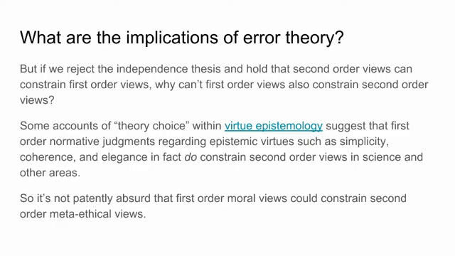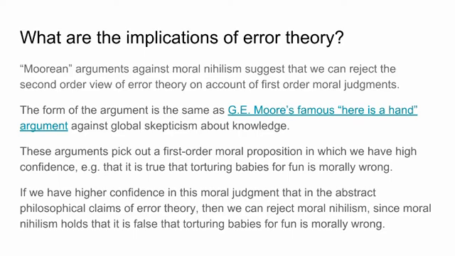So this is to say that it's not patently absurd that first-order moral views could actually constrain our second-order meta-ethical views. And this is exactly what's done in so-called Moorean arguments against moral nihilism. These suggest that we can reject the second-order view of error theory on account of our first-order moral judgments. And the form of this argument is the same as G.E. Moore's famous "here is a hand" argument against global skepticism, which rules out all knowledge whatsoever about the external world. Very quickly, G.E. Moore's "here is a hand" argument basically inverts the classic argument for skepticism.